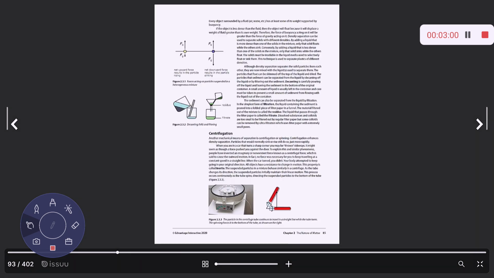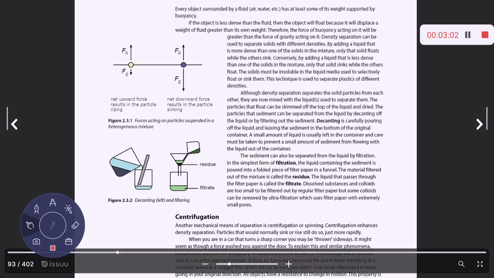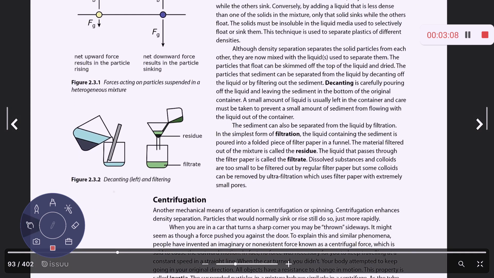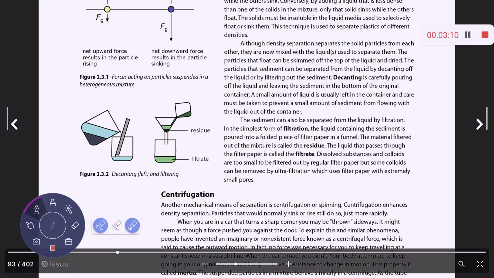They talk about some physics and forces in this. I'm going to just gloss over that. We're not going to have anything to do with that. I'll let you guys do that when you go to physics. But we're going to talk about decanting and filtrating because those are important in chemistry. So these are still relevant in terms of using density to separate things.